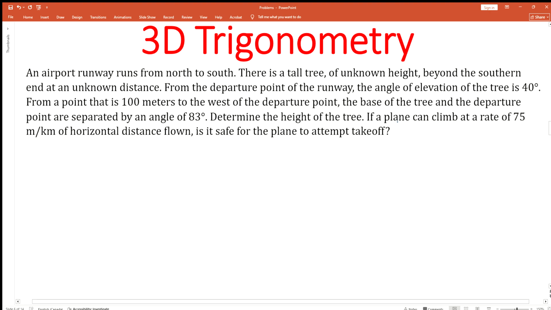If a plane can climb at a rate of 75 meters per kilometer of horizontal distance flown, is it safe for the plane to attempt takeoff? Let's start by drawing a diagram for this problem.